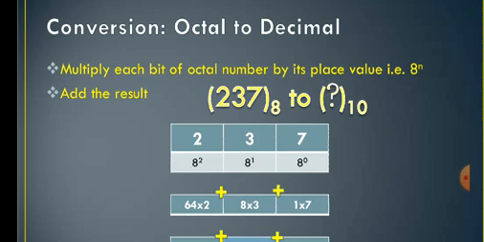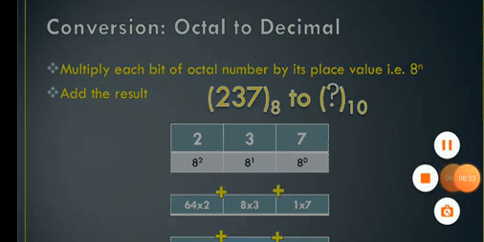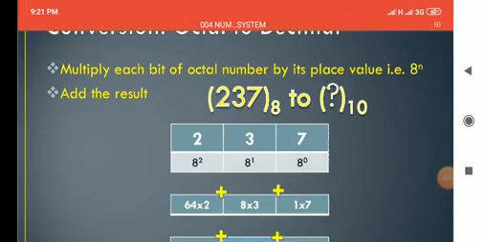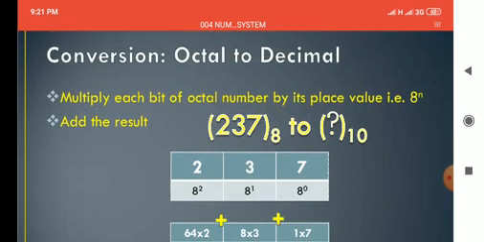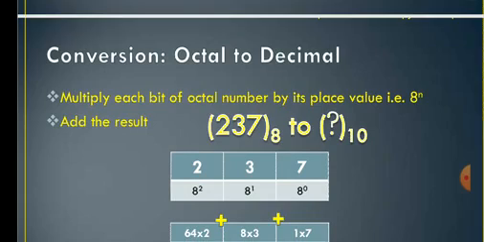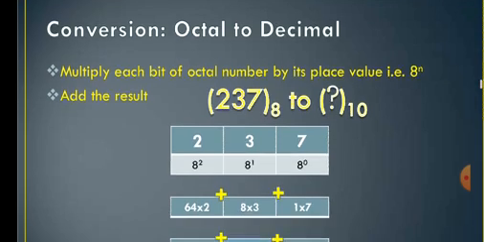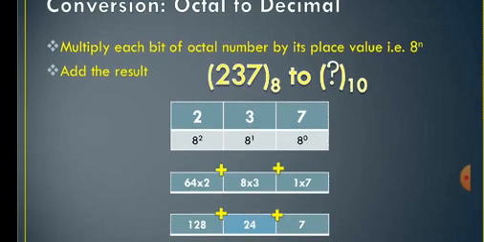How to convert an octal number to decimal? The same procedure only. Multiply each bit of the octal number by its place value, that is 8 power n. To decimal means, as I said already, multiplication. First, based upon the base value, you write the digits. Like 237 is a number. In the 7's place, you should write 8 power 0. In the 3's place 8 power 1, and in the 2's place 8 power 2.